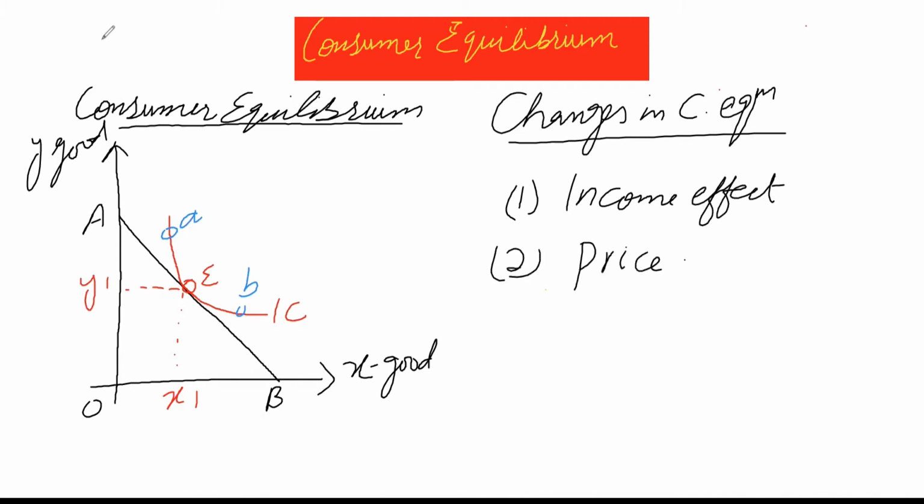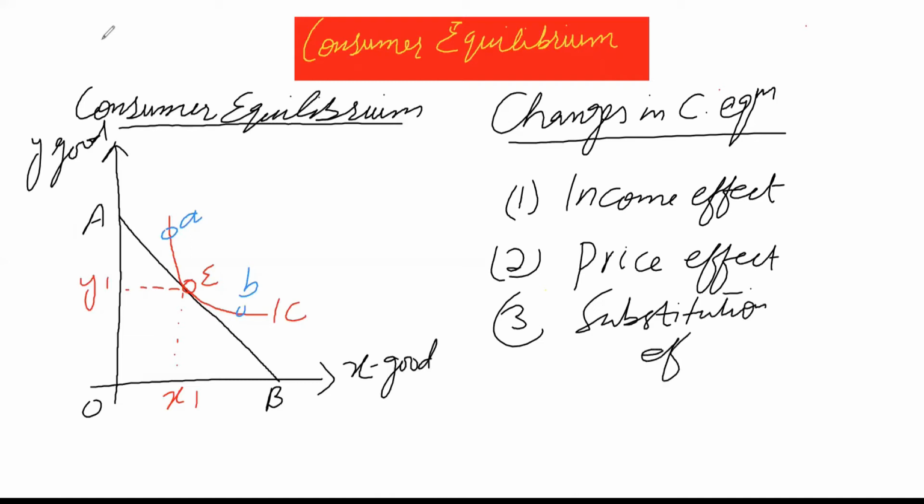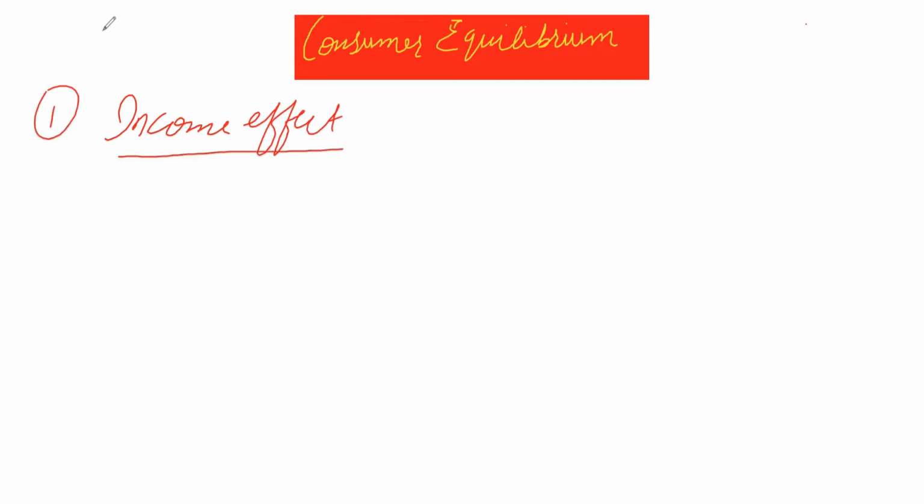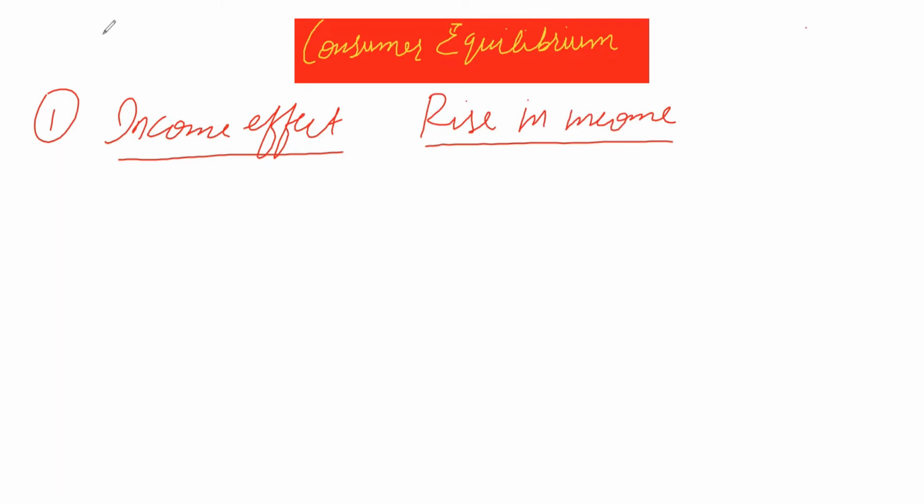Consumer equilibrium is not always stagnant and constant. It keeps changing with the changes in three main elements: number one is income effect, number two is price effect, and number three is substitution effect. These three effects basically change the consumer equilibrium. How these three effects change consumer equilibrium, we can see in detail.